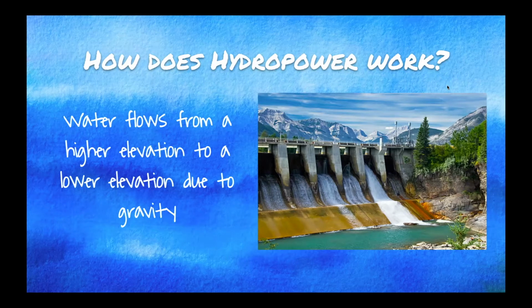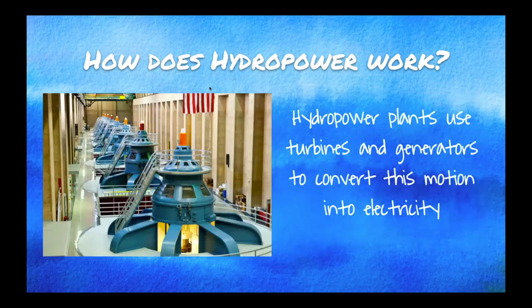Not every river can have a hydro plant or a dam because, like I said, it needs to have higher elevation to lower elevation. They're kind of expensive to build, but we've been using dams and hydropower for over 100 years. Hydropower plants use turbines and generators to convert this motion into electricity. Like I said, that motion from high to low due to gravity helps transfer into electricity.